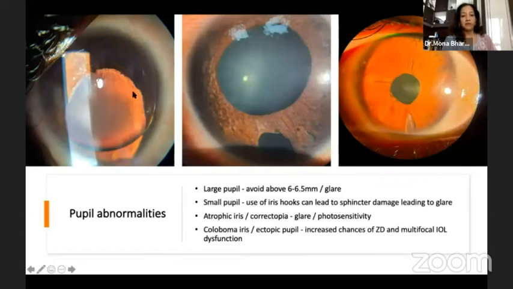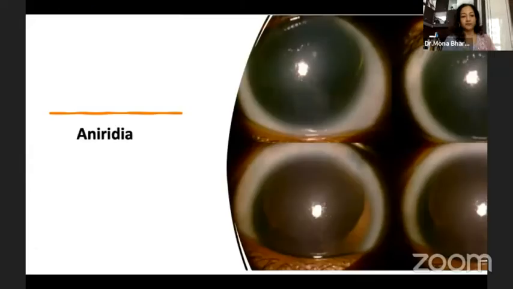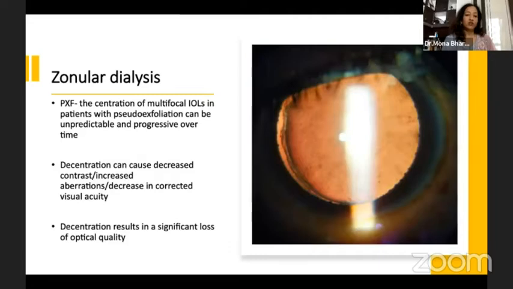Pupillary abnormalities like the presence of coloboma, which can cause glare or photosensitivity, atrophic iris, or eccentric pupil should always be ruled out, because they can lead to glare and photosensitivity with increased chances of zonular dialysis and multifocal IOL dysfunction later on. Presence of aniridia should be looked for. In pseudoexfoliation, the presence of subtle zonular weakness, which can be unpredictable and progressive over time, can lead to decentration, aberrations, reduced uncorrected visual acuity, and a significant loss of practical quality of vision thereby.